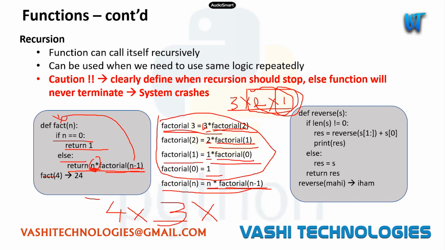And then we have 2, 2 into factorial of 1. And again, factorial of 1 calls this function again with value 1. And 1 minus 1 will become 0. Now, when we have this 0, it will enter into this if condition and it will terminate the program because we are no longer calling this function, right?